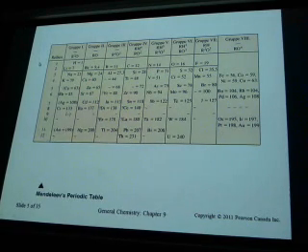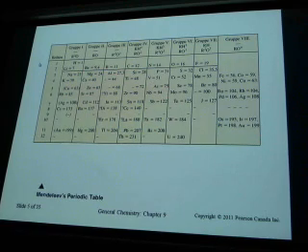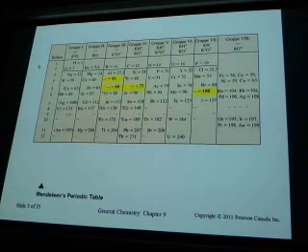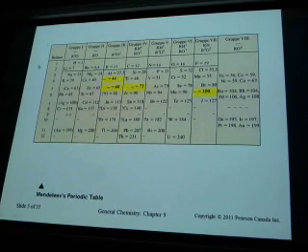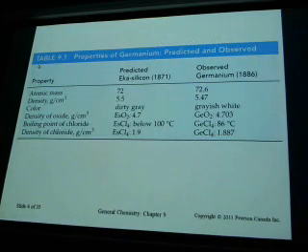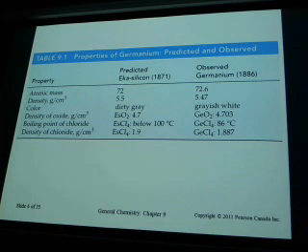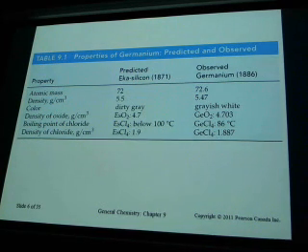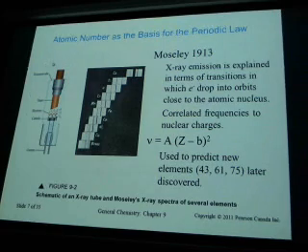There's some missing elements. Those missing elements were predicted to exist and they were discovered, right? Do you know one of the missing ones? Germanium. Germanium was predicted to exist, but they didn't find it until 1886. It was predicted in 1871, just because there's a hole missing there.